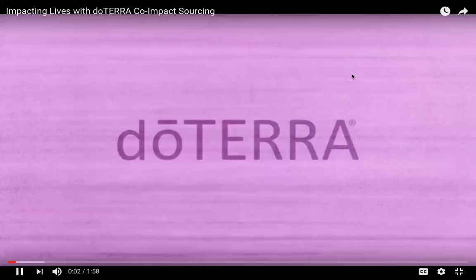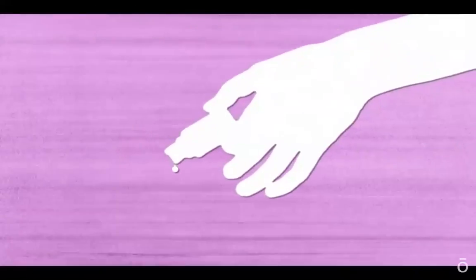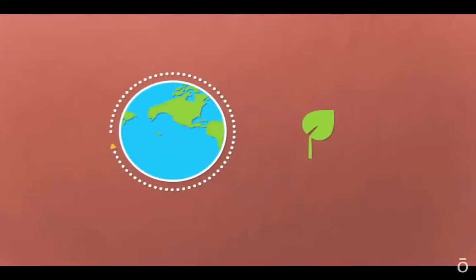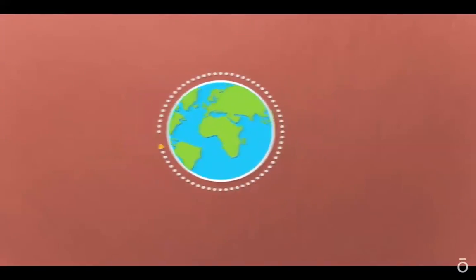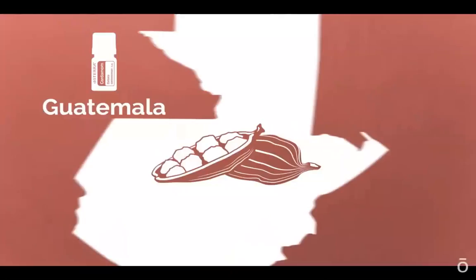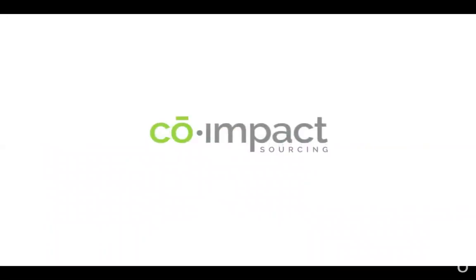doTERRA essential oils have a profound impact on our health and wellness, but the impact of how and where they're sourced goes beyond a drop of oil. First, we search the globe to identify the best plant material, harvested and expertly distilled for oil potency and quality. Many of our essential oils come from countries facing economic and environmental challenges. This provides a unique opportunity for doTERRA to produce the highest quality essential oils while also doing good in a sustainable way. We call this co-impact sourcing.